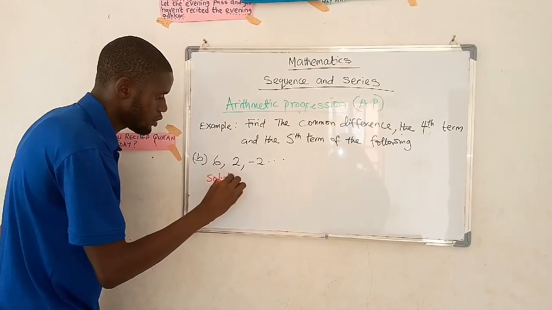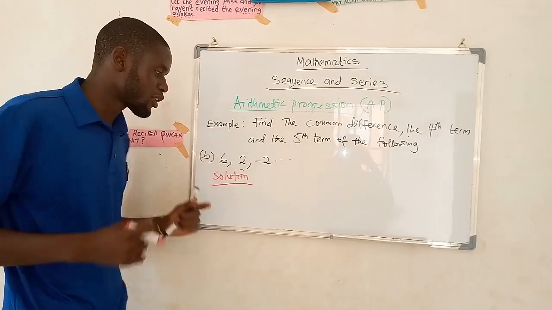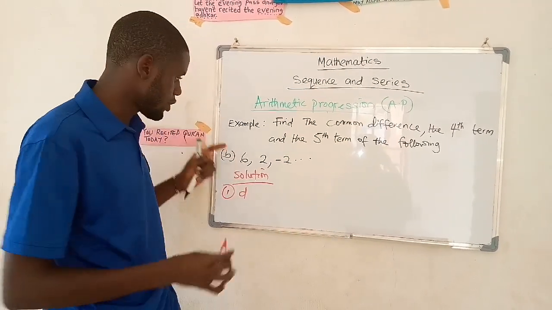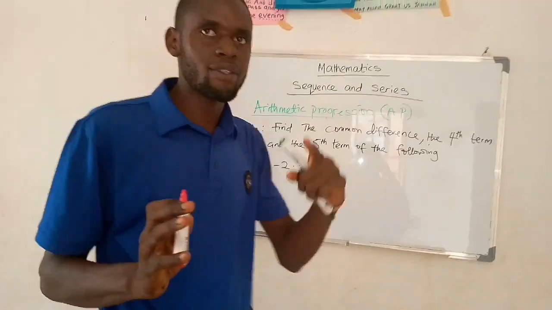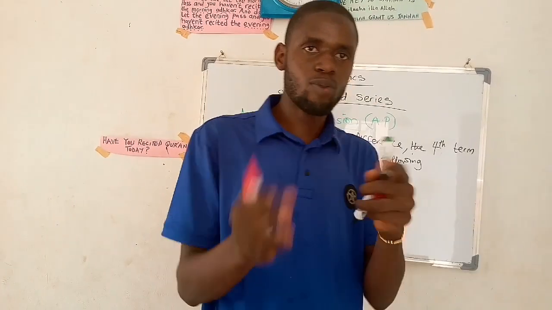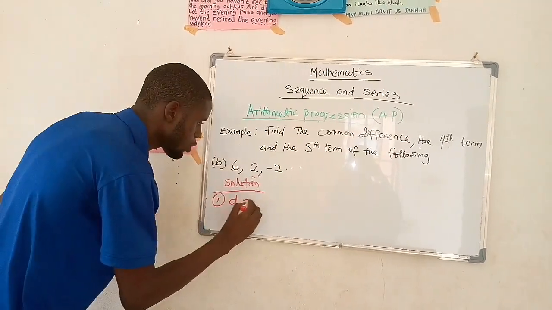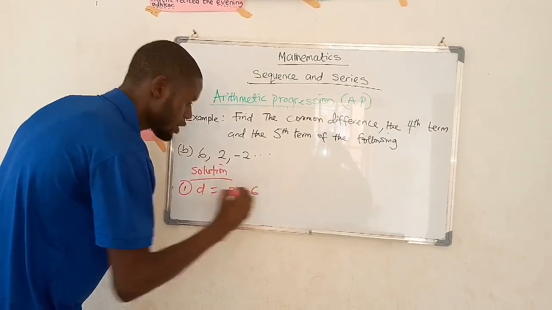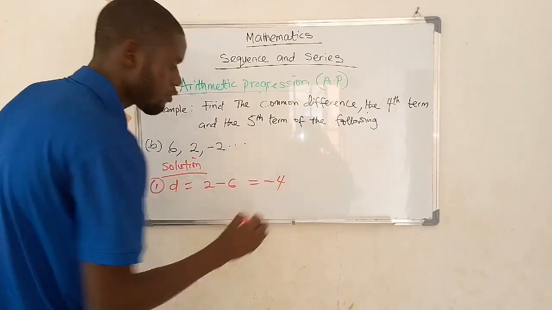Solution. Remember, it's just like the first one. So find the common difference. We are going to look for the common difference, let's just say D. It's going to be the second term minus the first term. Don't bother whether the second term is greater or smaller than the first term. You just have to follow the rules. So the second term will now be equals to 2 minus what? The first term, 6. So the common difference is going to be minus 4.